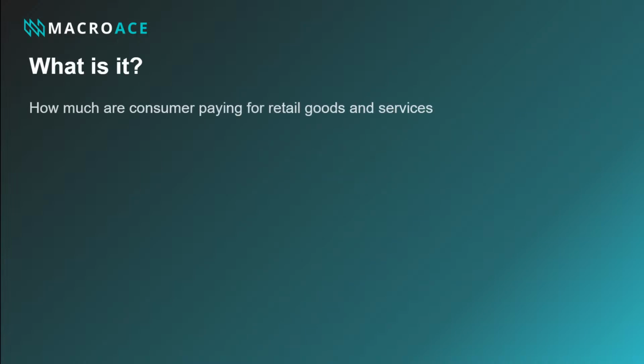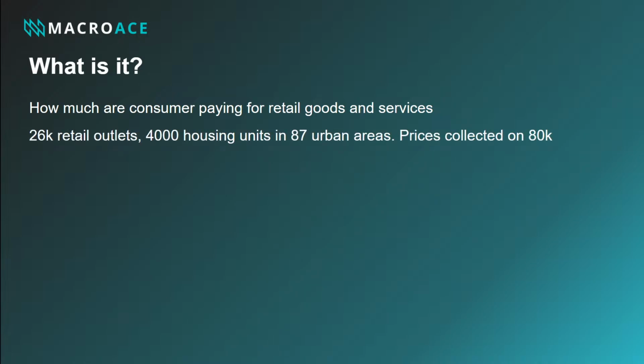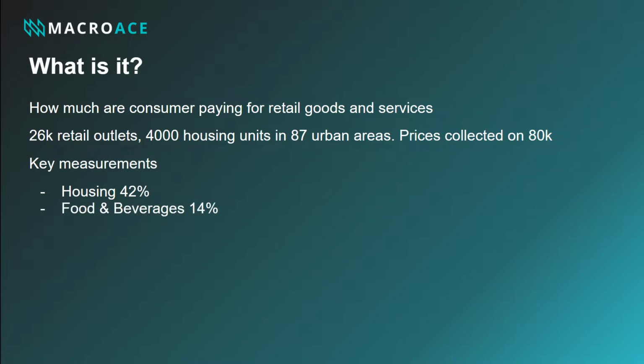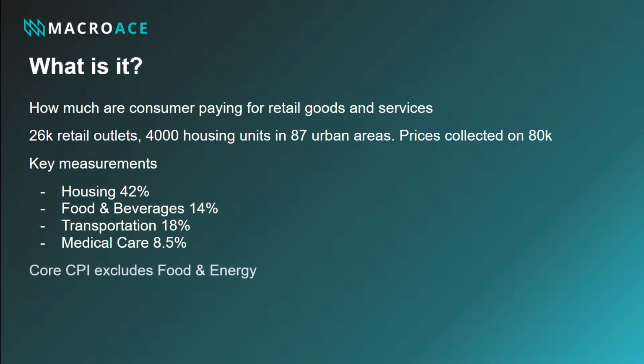Now, what is it? It represents how much consumers are paying for retail goods and services. And there are 26,000 retail outlets, 4,000 housing units in 87 urban areas where prices are collected on 80,000 goods and services. So the key measurements that make up the report, you have the housing, which represents about 42%, food and beverages, which represents about 14%, transportation 18%, and medical care about 8.5%. Then, of course, you have the core, which excludes the volatile parts of inflation, the food and energy, and then you get the core CPI data from that.